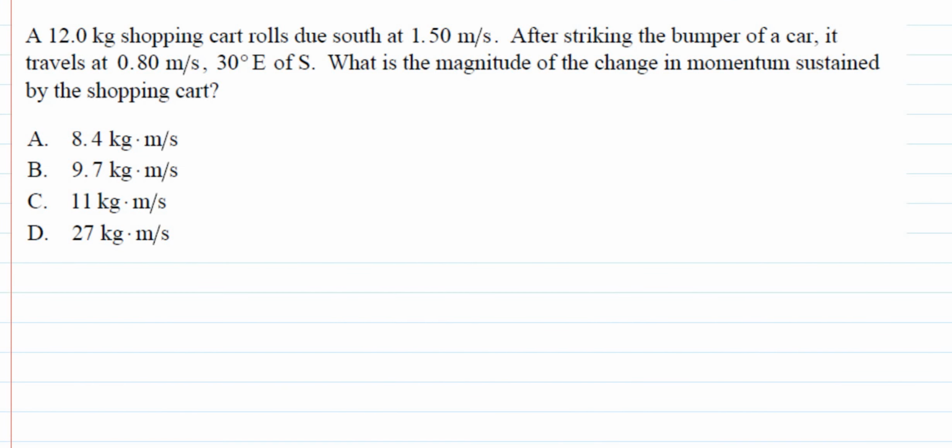Let's take a look at another vector calculation problem. For this question, we have a 12 kilogram shopping cart that rolls due south at 1.5 meters per second. After striking the bumper of a car, it then travels at 0.8 meters per second, and the direction is 30 degrees east of south. We want to figure out the magnitude of the change in momentum sustained by the shopping cart. Okay, so there's a lot going on in this problem here.